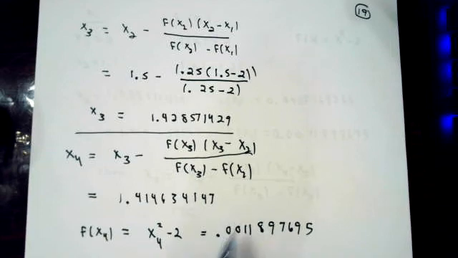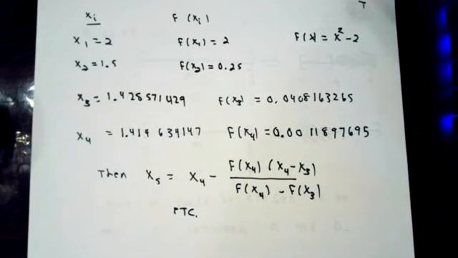1.414634147. The function value that goes with x number 4, x4 squared minus 2, is 0.0011 some odd. This is already pretty small, so this thing is working pretty well. So this is the table that I had written my numbers down in.